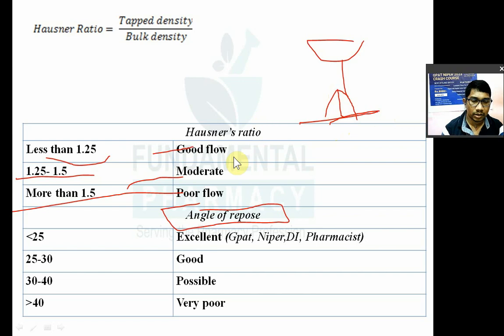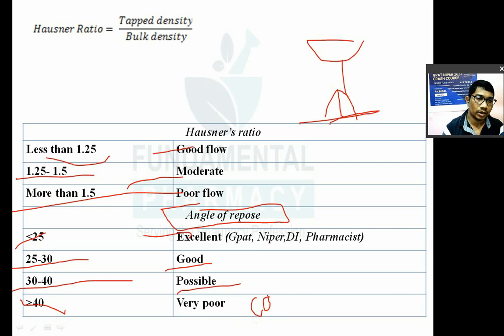Now if angle of repose of powder is less than 25, you are going to have excellent flow. If angle of repose of a powder is between 25 to 30, that is known as a good flow. If it is between 30 to 40, it is a possible flow. And if it is more than 40, it is known as a very poor flow or cohesive powder. So you can easily remember angle of repose also. There can be a little confusion in Carr's index, but Hausner's ratio and angle of repose are very easy. So look at the angle of repose once more.